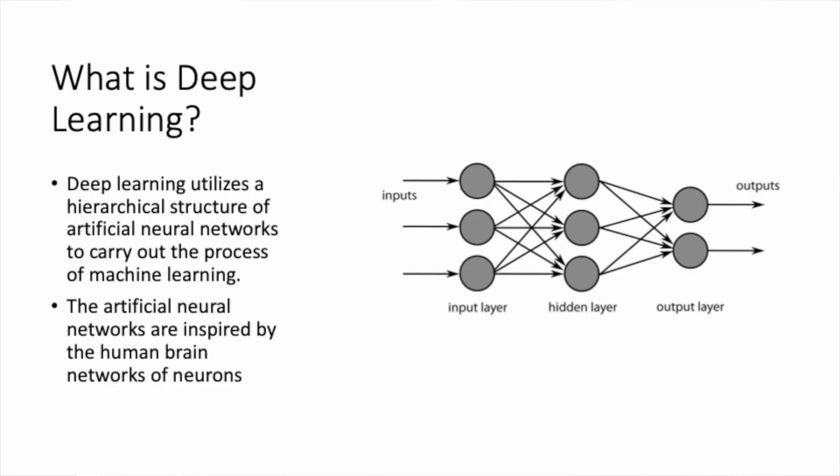So what is deep learning? Deep learning utilizes a hierarchical structure of artificial neural networks. Deep learning came from looking at the human brain and trying to see how it processed information and see if that could be reconfigured and structured in a computer, algorithms, and hardware. So it's based on the human brain and how neurons are connected.